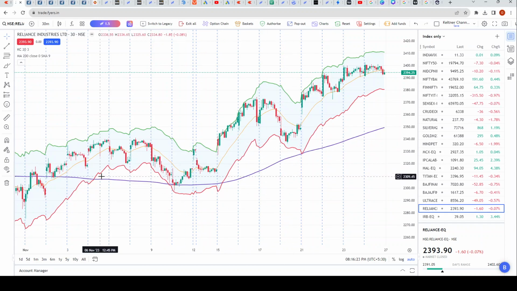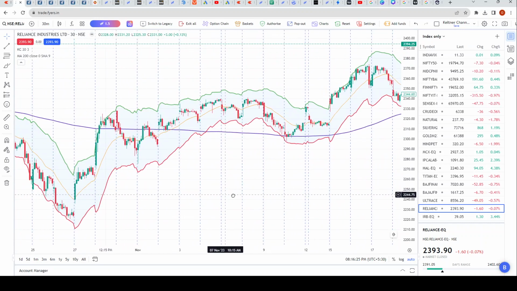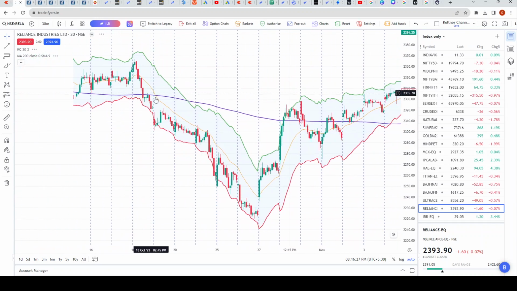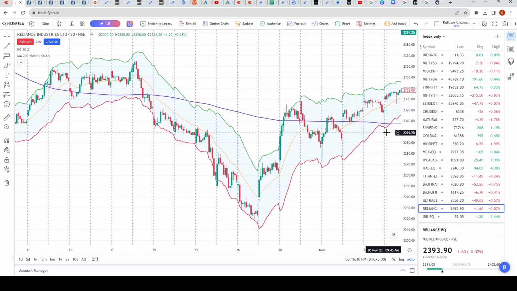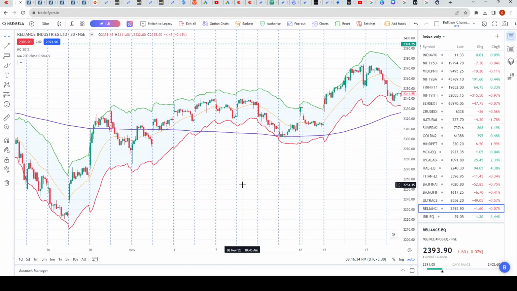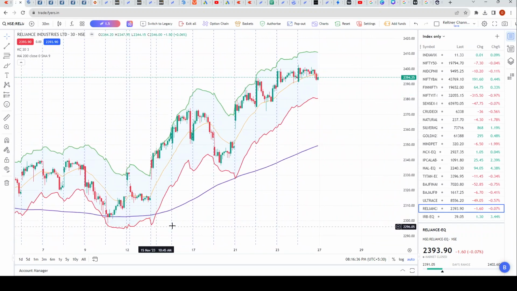All right. The 200 line over here is important. When it goes below the 200 line, it's bearish. This purple line over here is a 200 moving average. If it goes below the line, it's bearish. If it's above the line, then it's bullish. Simple. Very simple to understand trend with Keltner channels.